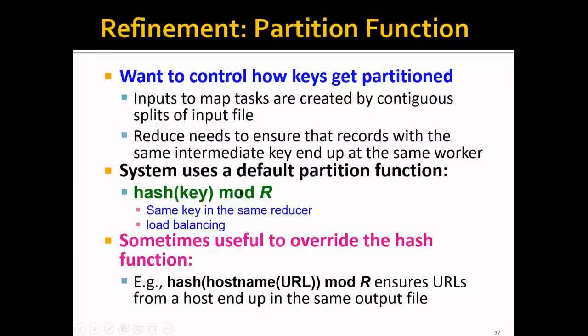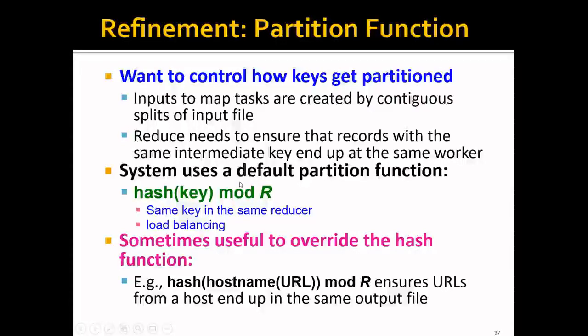We hash the key and modulo by R, and the same key will end up in the same reducer. And this is good for load balancing. But sometimes it's actually useful to override this default hash function.